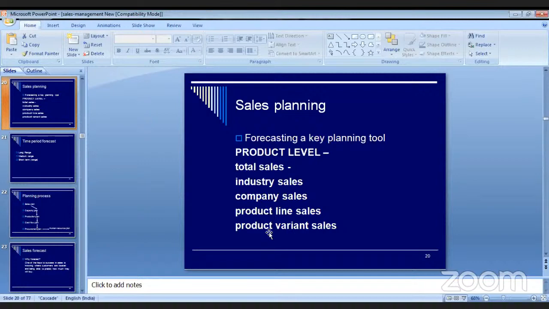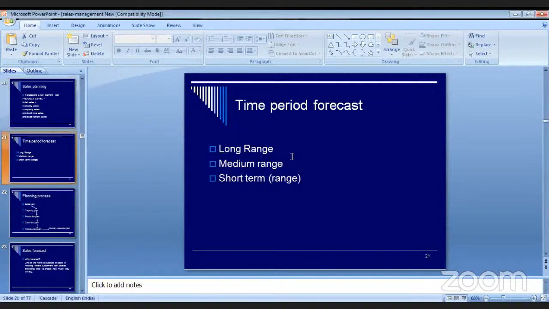Apart from that, other variants like cars and other motor vehicles are also available. So these sales people, according to the product level and the activity given, a plan will be made. Then sales, you can say, time period forecasting.